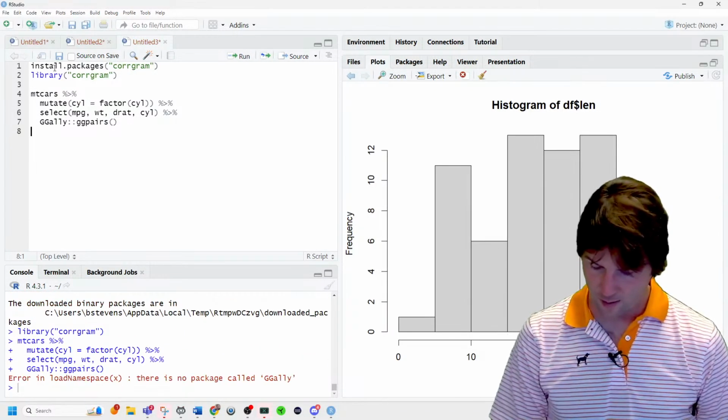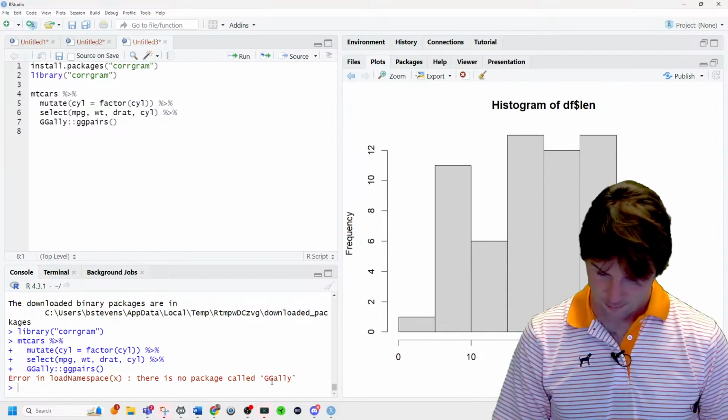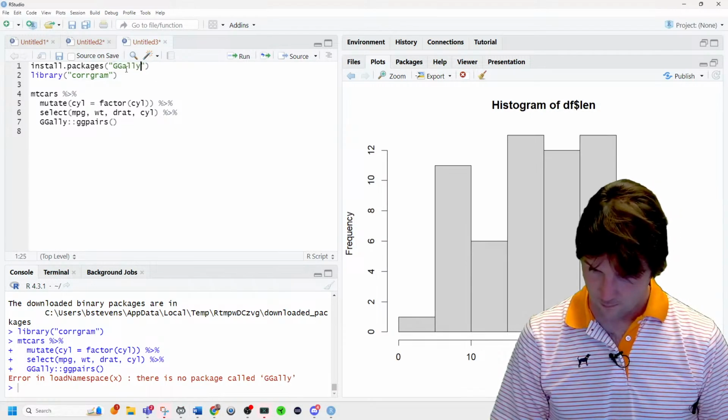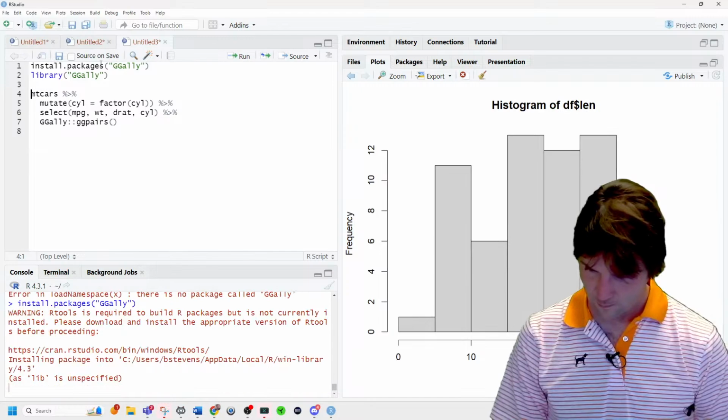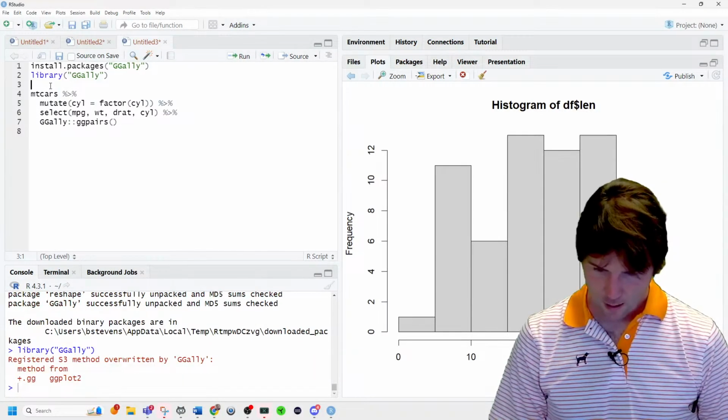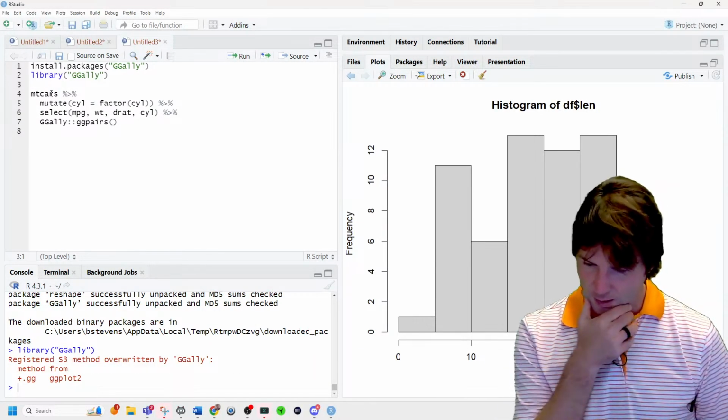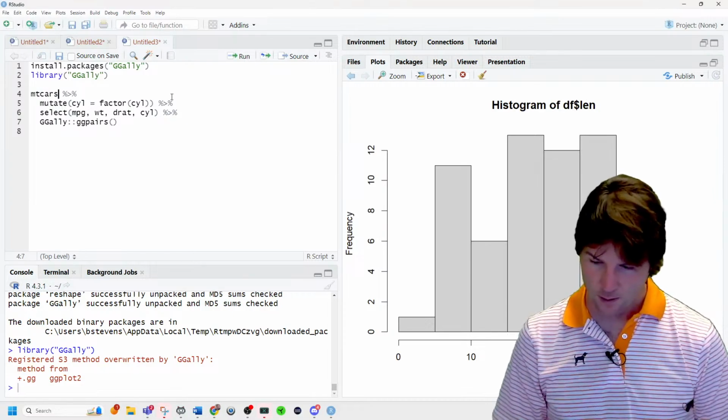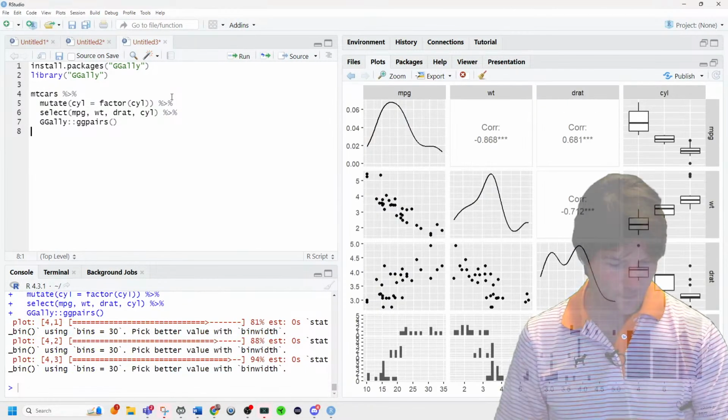We want a bigger thing than that. ggalley. And let me see right here. Well, yeah, sure.